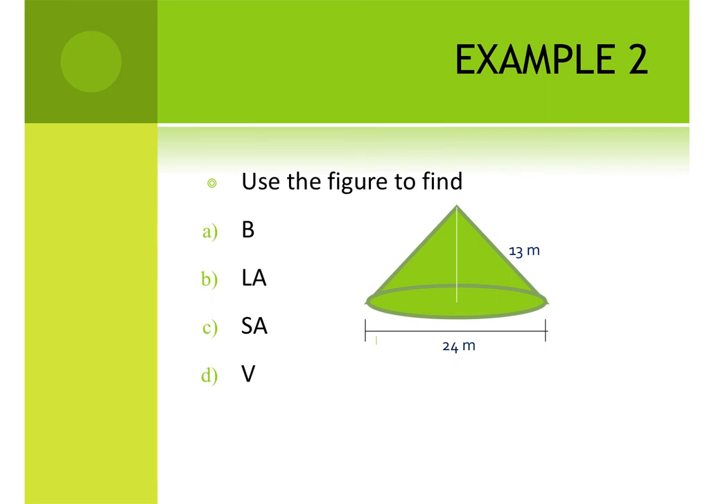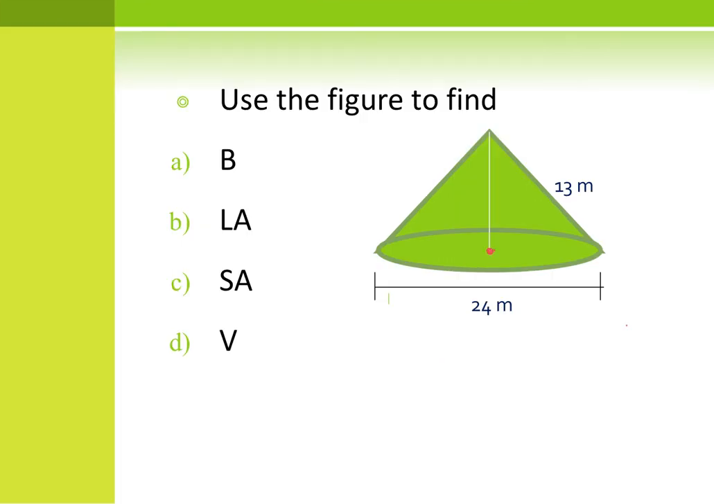Example 2. Half of 24, which is 12. Pi r squared. So pi times 12 squared. What'd you get? 452.4. Yep, I got the same thing. 452.4. What units is this? Meters squared, because it's area, right?